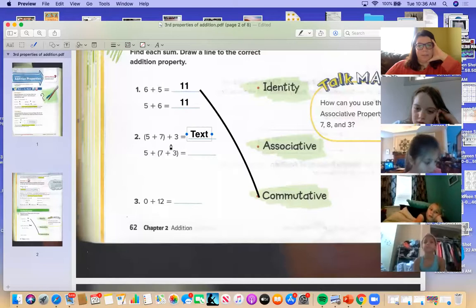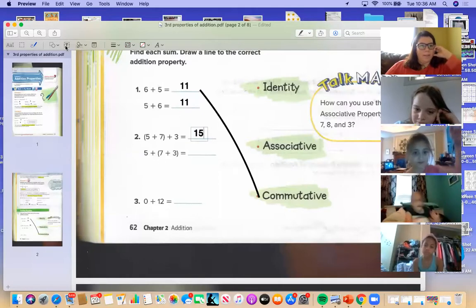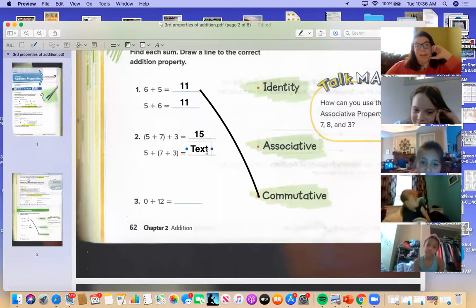So what's 5 plus 7? 12. And then 12 plus 3? 15. Yep. And now the second part. 15. Yeah, you're going to add 7 plus 3 first, which might make it easier because we know 7 plus 3 is 10, and then 10 plus 5 is 15. What property is that?